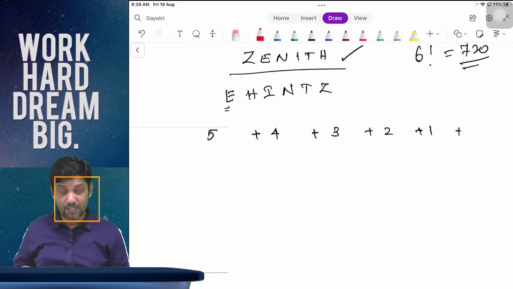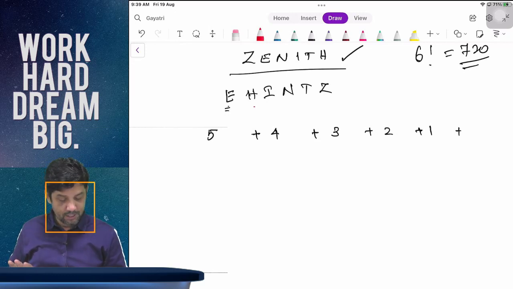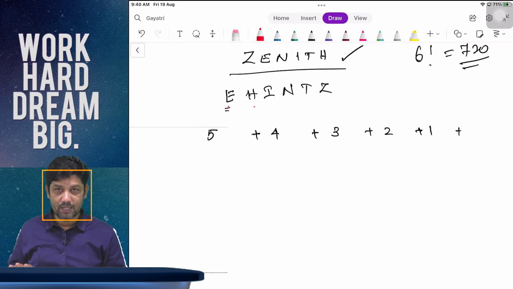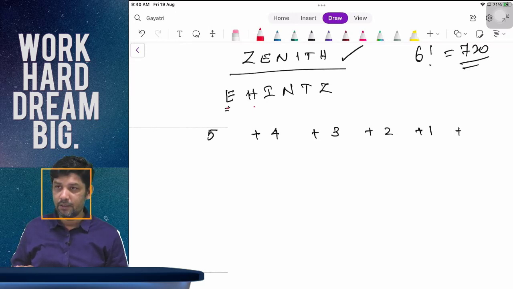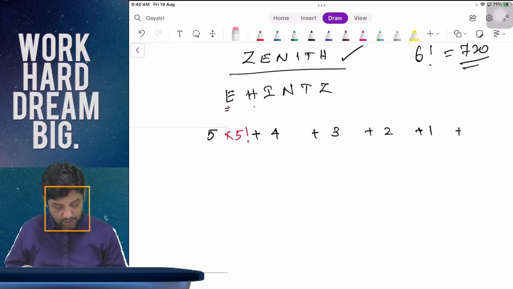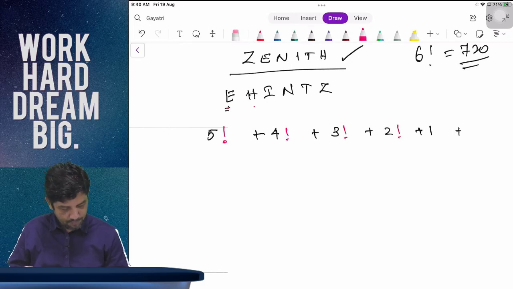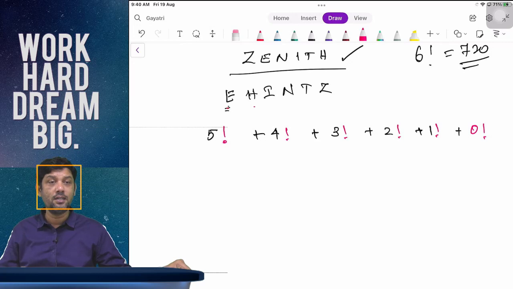Next. What is the first letter here? Do you want first letter as Z? No. So not needed. So first, you don't want first letter as E, H, I, N, T, all the 5 letters. I just did it the wrong way. Wait. Factorials: 5 factorial, 4 factorial, 3 factorial, 2 factorial, 1 factorial and 0 factorial. This is the first step.